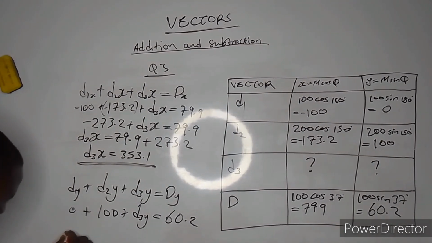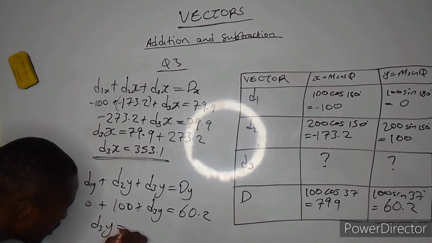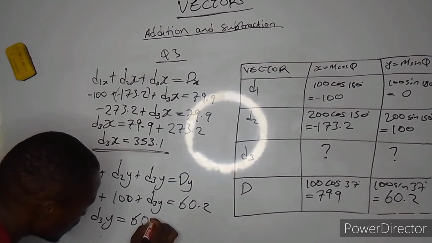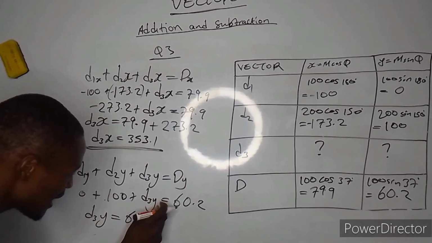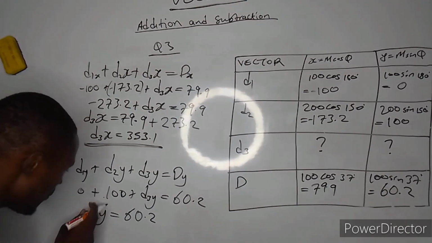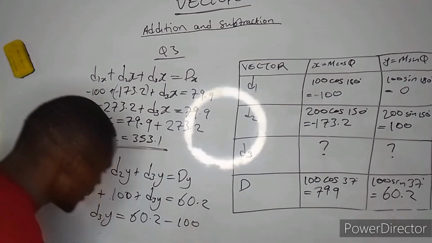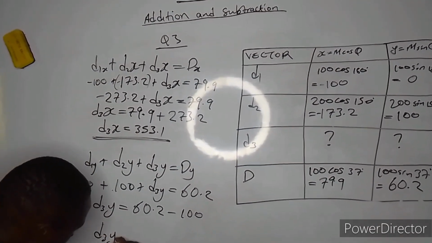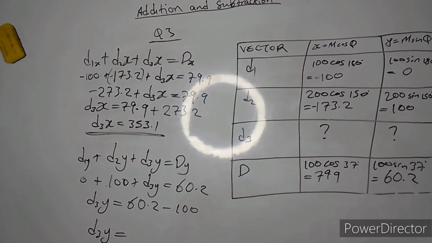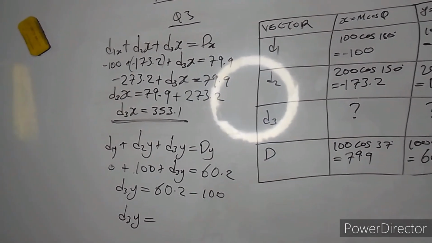We make this the subject of the formula. 0 plus 100 is just 100. So we say D3y, which is equal to 60.2. This one crosses the equal sign. What will happen? It will change the sign. So we'll say this is minus 100. Then D3y is going to give us what? What are we getting when we do that calculation?